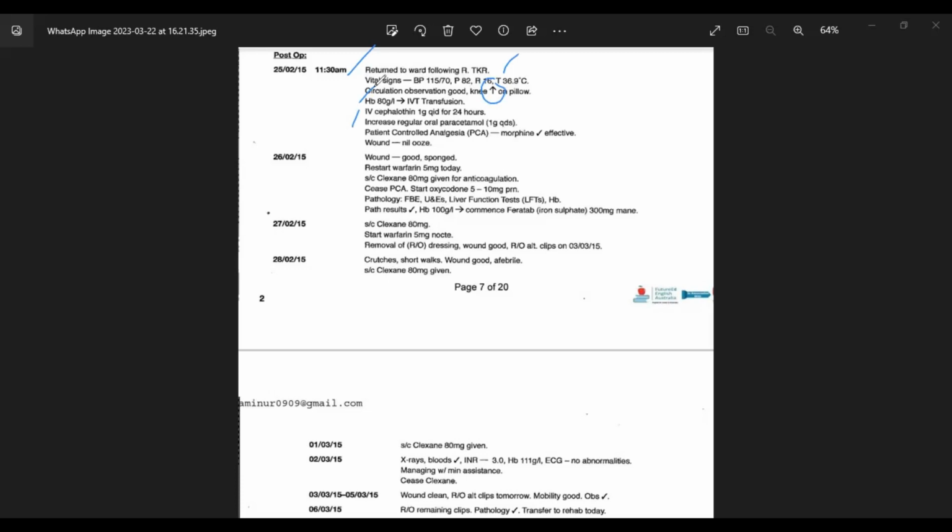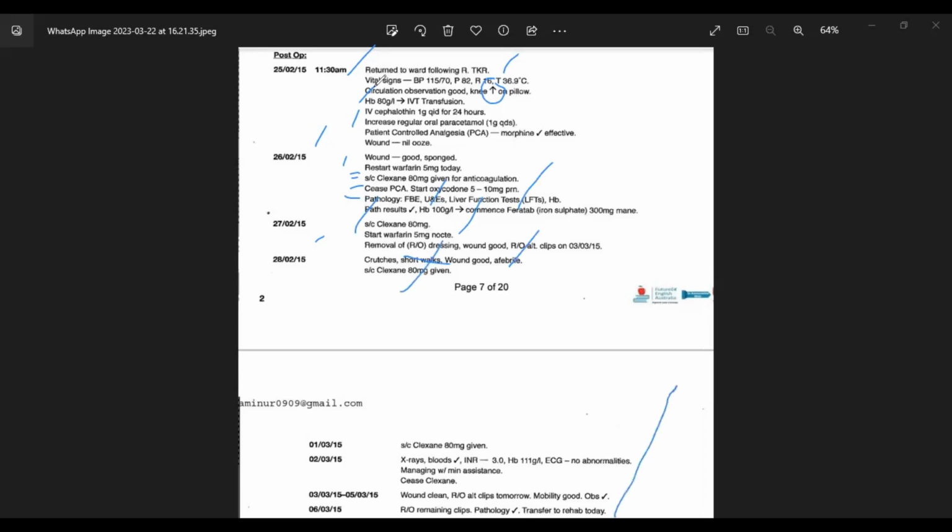Then we can see on the next day, we have wound goods, sponge. We have started warfarin and the medicines that have been given. Pathology was ordered. They revealed that HB has improved. You started with Veritab and so on. Then after 1 day, we started this medicine. Warfarin started. We can say removal of dressing, wound and clips, clutches, wound growth, Clexane, ATMG given, right?